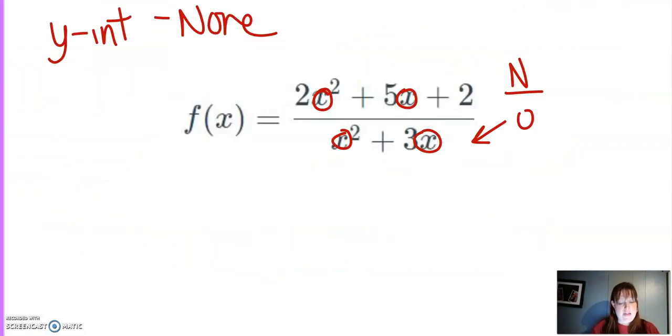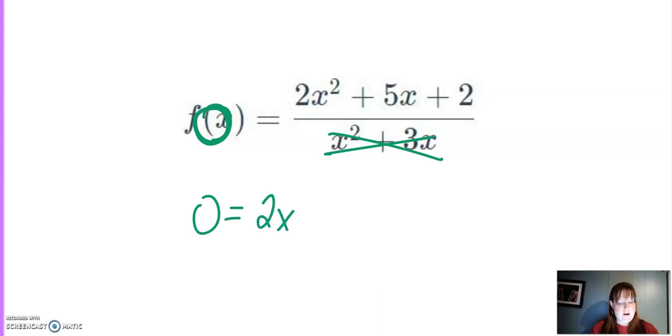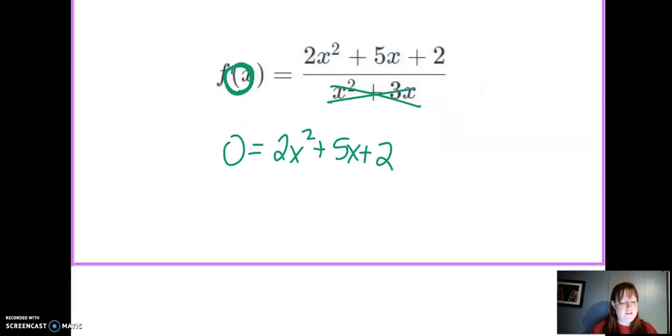Okay, so if we want to look for the x-intercept here, we're going to, again, remember we set y equal to 0. And when I multiply both sides by the denominator, it cancels out, and I'm still equal to 0 on the left side. So I have 0 equals 2x squared plus 5x plus 2. And then this is a quadratic, so we know how to solve this either with the quadratic formula or with factoring. It's a lot easier to do it with factoring.